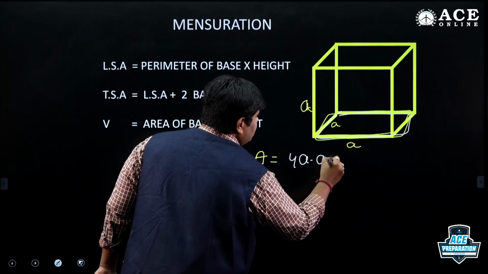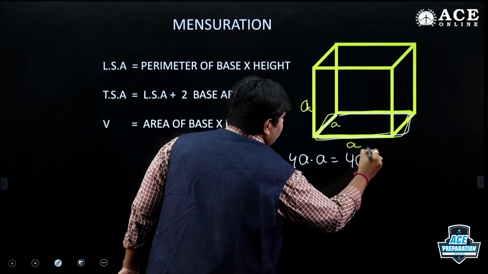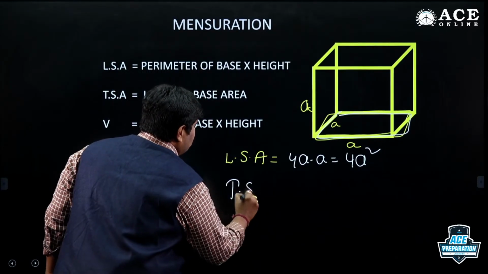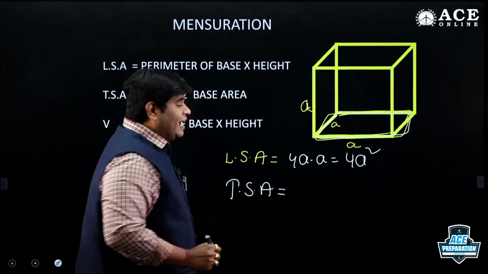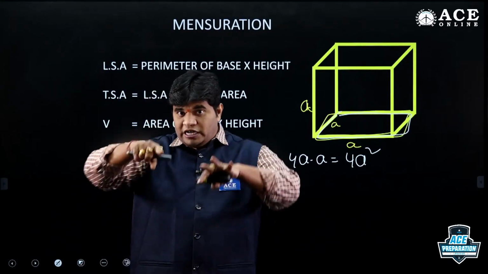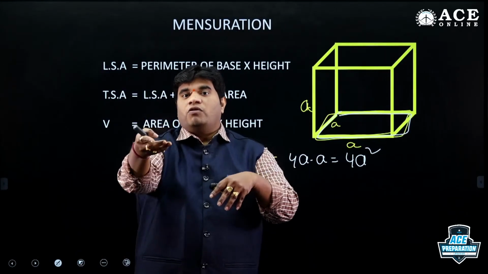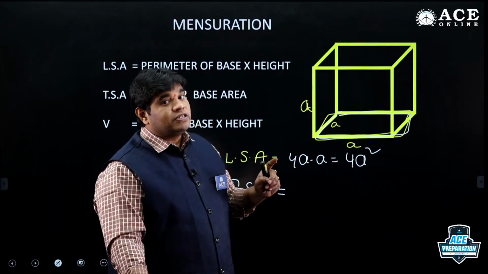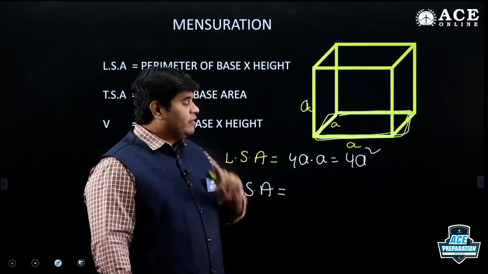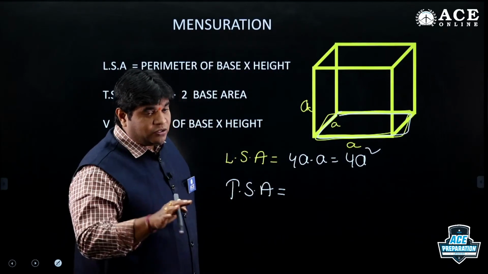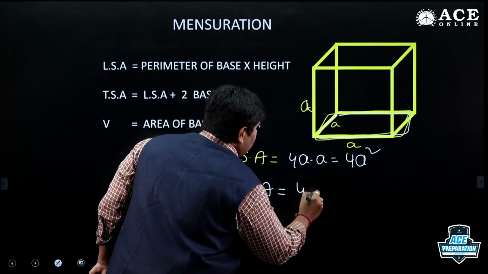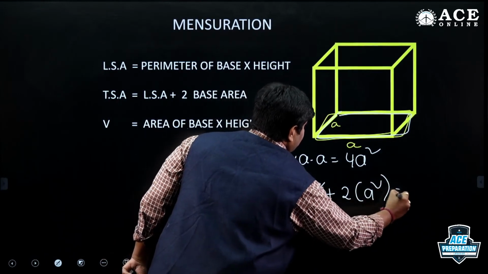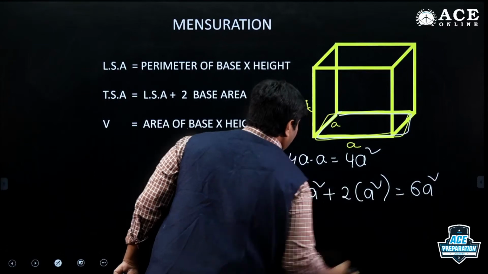Height is also A. So then the answer, friends, is 4A square. Total surface area: the lateral surface area is 4A square. You can assume your room at home: A square, A square, A square, A square, top A square, bottom also A square. For a room, top and bottom are the same figures. That's why 4A square plus 2 into base area, so A square, that is equal to 6A square.